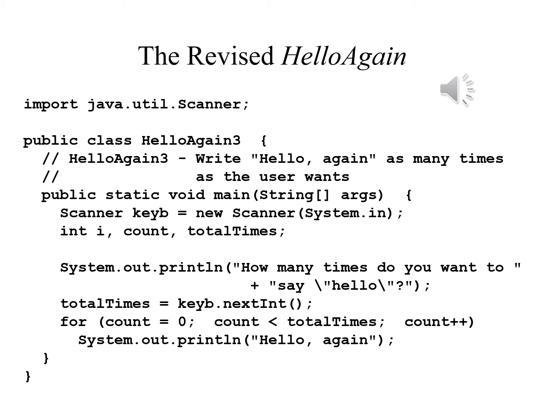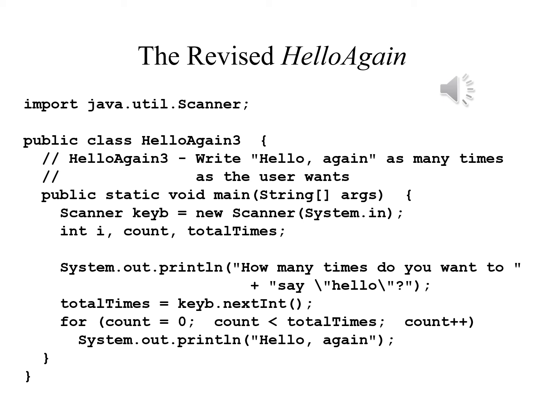The backslash in front of the quotation marks means that it is not ending a string. It is rather just another character in the string. We do the input now with totalTimes equals keyboard.nextInt. Now we're ready for the for statement. For count equals 0, semicolon, count is less than totalTimes, semicolon, count plus plus. System.out.println hello again.